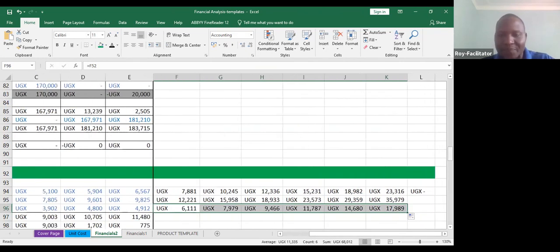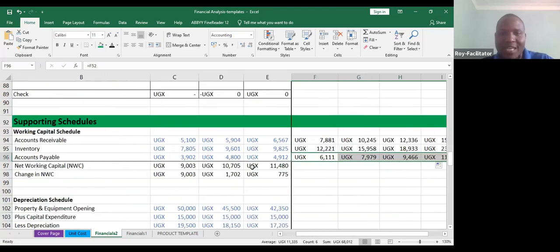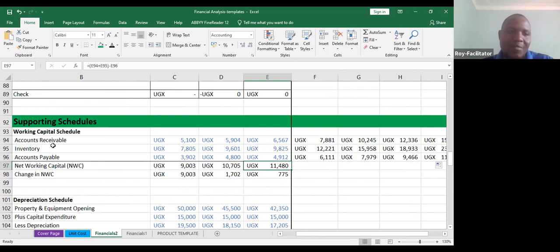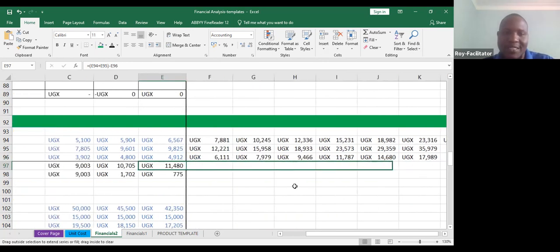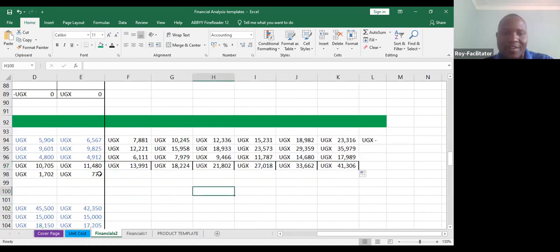So what do I do here? I'm now going to calculate the net working capital. So net working capital, you can see the formula was already there. It is the current assets minus liabilities. So that's accounts receivable plus inventory minus payables, as you can see in this formula here. So I'll just pull the formula and extend it to the others, so it will just compute it. Okay, so there we have our net working capital.